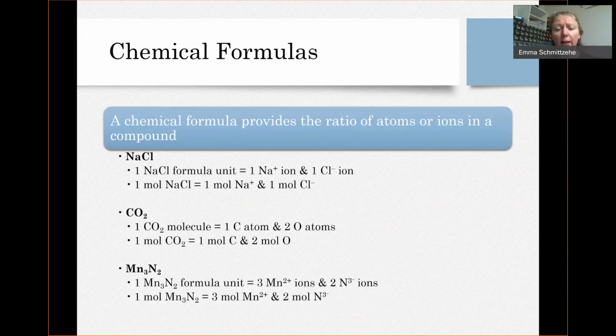And then lastly, I've got another ionic compound here. I have manganese(II) nitride, so Mn3N2. So one formula unit of that contains 3 manganese 2 plus ions and 2 nitride ions. Whereas, again, you can talk about it in terms of moles. So 1 mole of Mn3N2 would contain 3 moles of Mn2+ and 2 moles of N3 minus.